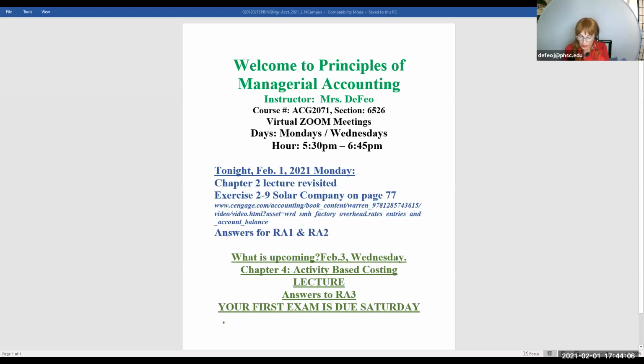It's going to be an estimate. These predetermined overhead rates are best based on estimates because they have to make decisions before the end of the year. They can't wait for the actual numbers to roll in. They got to make decisions before the actual numbers, so they have to estimate.